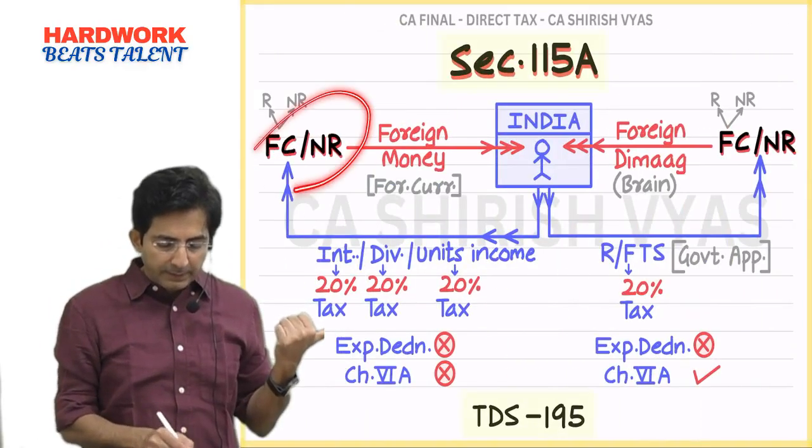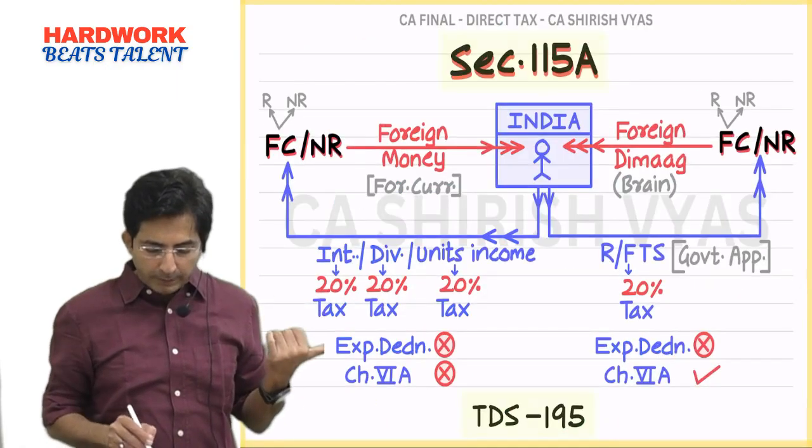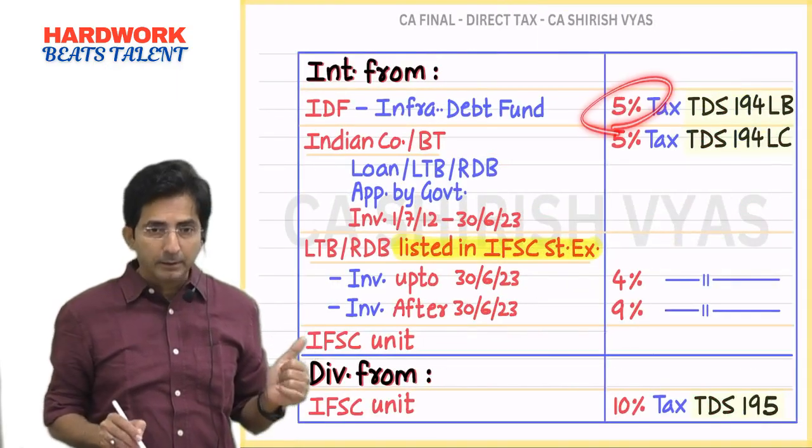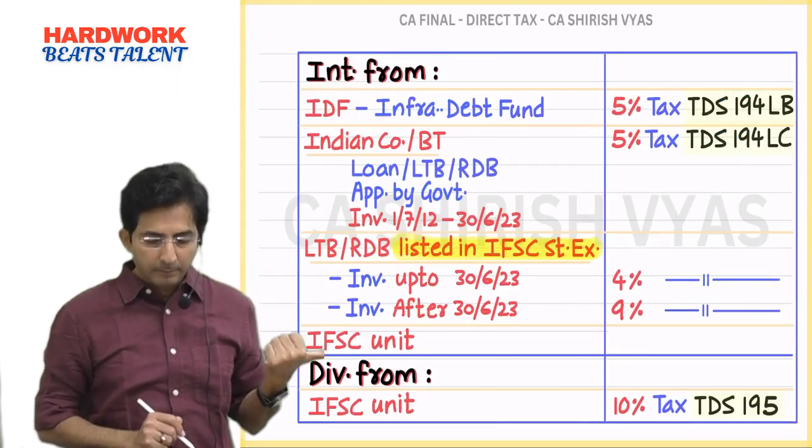FCNR means foreign company NR, and in our question the foreign company is Bronze Limited. If they had given a loan to IDF, 5%, but here they have given the loan to whom? Indian concern. So where does it fit?